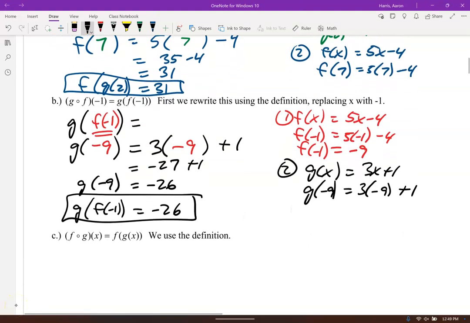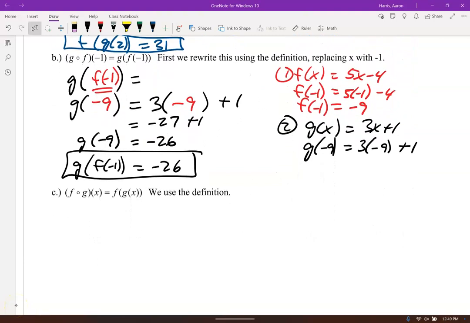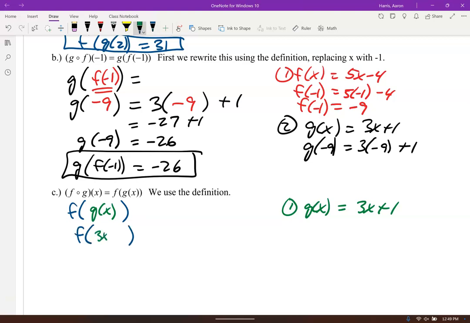All right, so now we got f of g of x. So we're doing this without values for x now. I'm going to write this, f of g of x. Let me go to the side. What's my g of x? Well, g of x is 3x plus 1, right? So this is the same as f of 3x plus 1. And now I know f of x is 5x minus 4, right? But my g is going in there. It's going in for x.